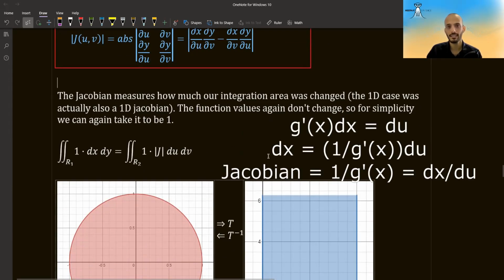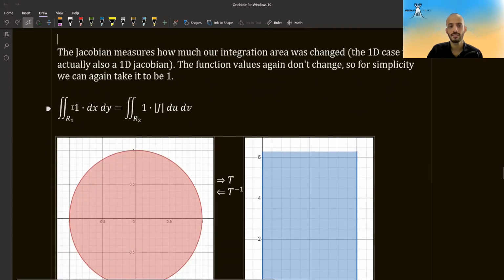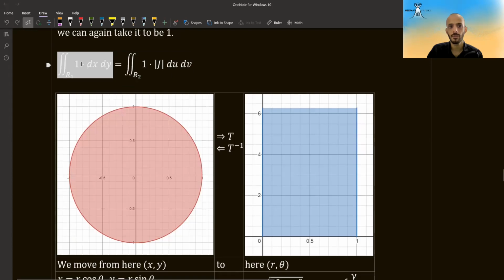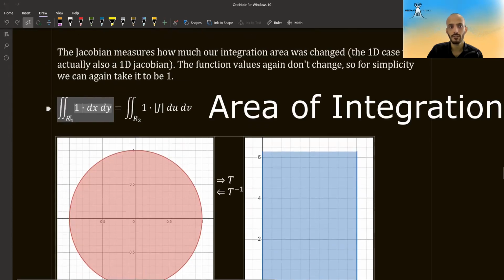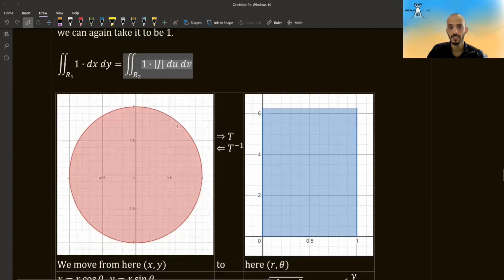And the 1D case that we saw before is actually also a Jacobian, it's just a 1D Jacobian. And because the function value doesn't change, we can, for simplicity, say that it's equal to 1. The only thing we have to change is, of course, the limit of integration might be different. The function value doesn't change, but we have to correct for the units of integration. So instead of dx dy, we have to take the Jacobian determinant times du dv.